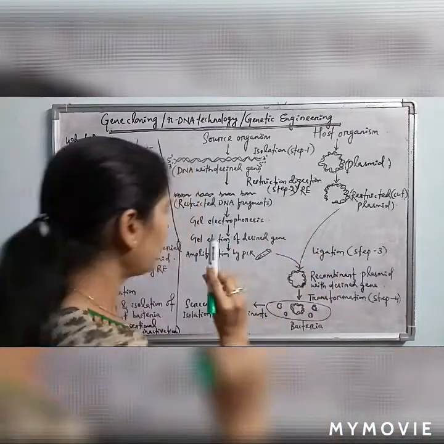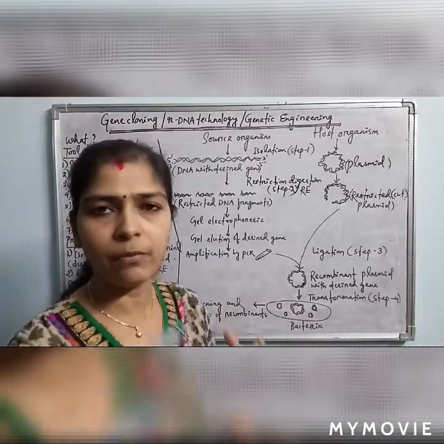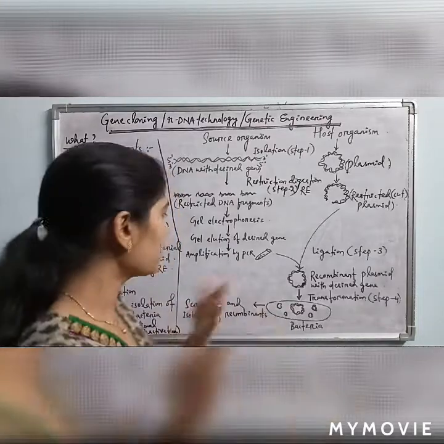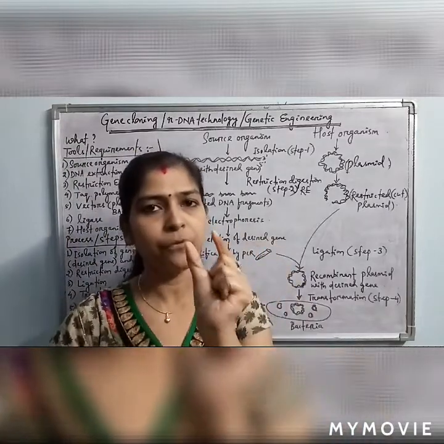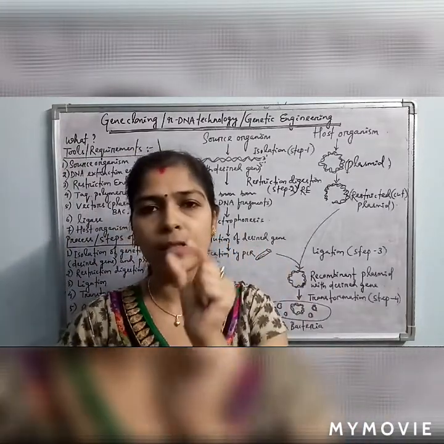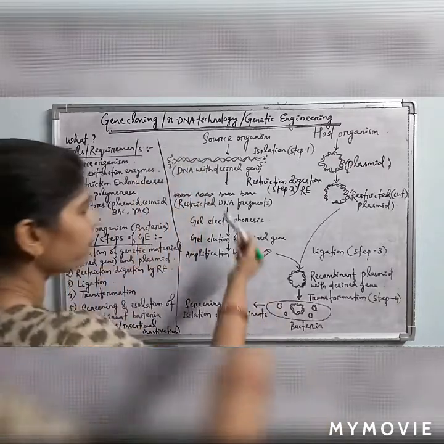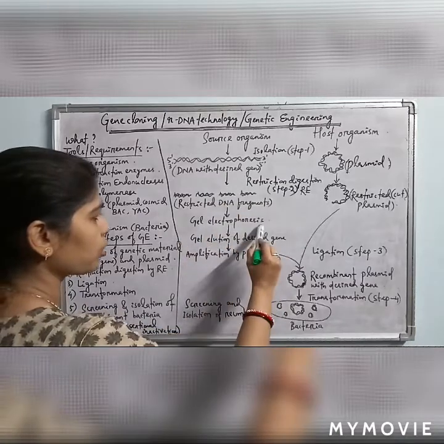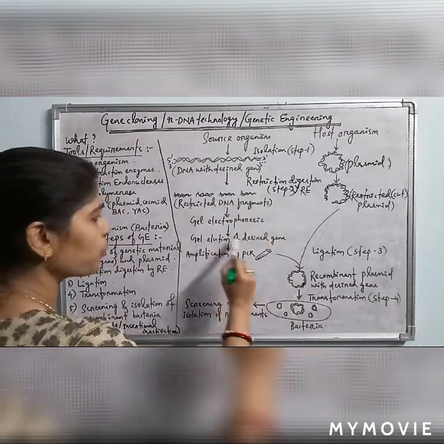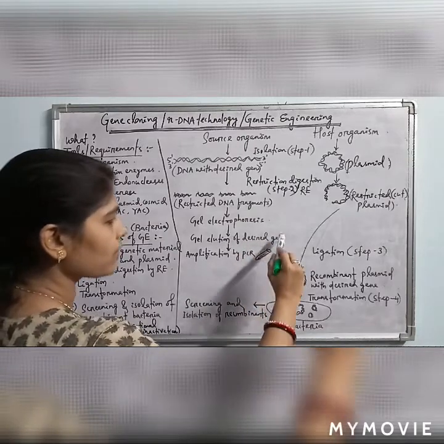Then there is the gel elution protocol. Kits are available for gel elution, and by utilizing this protocol, we extract that DNA fragment with the desired gene from the agarose gel. So after restriction digestion, all these fragments are separated by gel electrophoresis. Then the gel elution protocol separates the fragment of DNA having the desired gene.